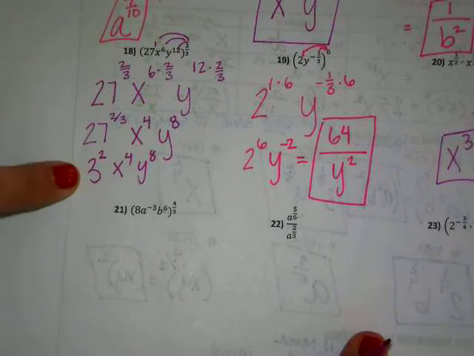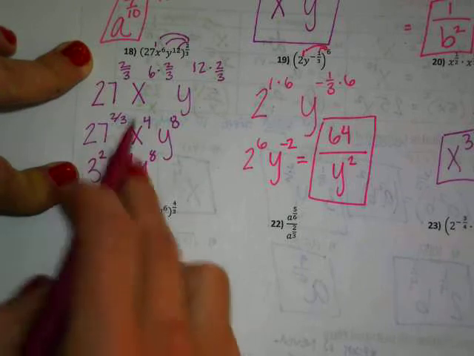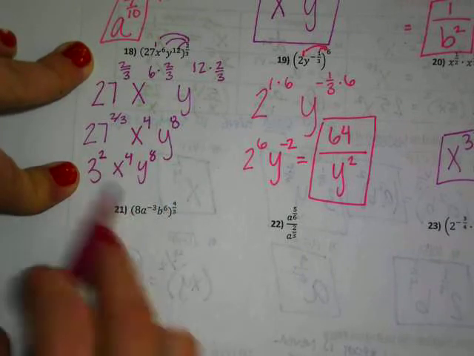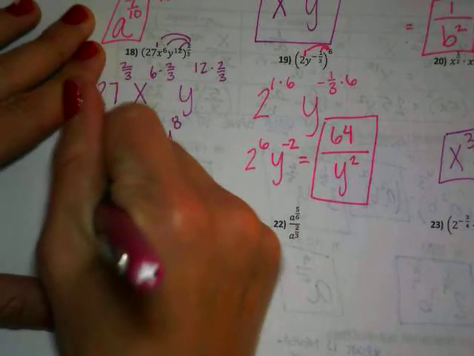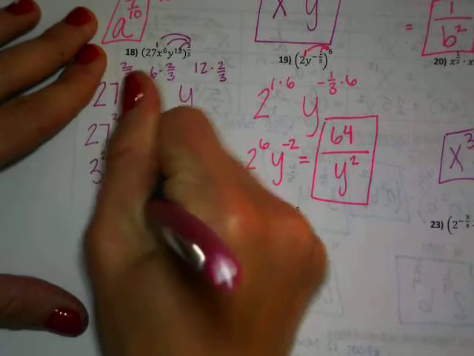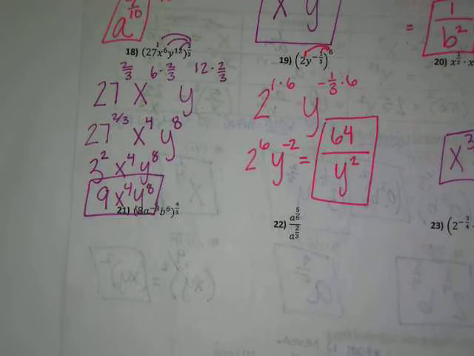The calculator, right? Probably on some of it, yeah, but you still need to know how to do this with that one. What's 3 squared? 9. So your final answer is 9 x to the 4th y to the 8th. So the bottom number is a root, the top number is a power. Do you want me to do another one? Are y'all good? What are your thoughts?